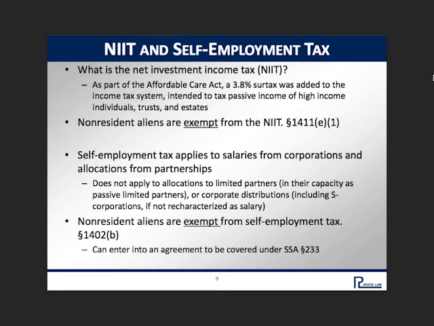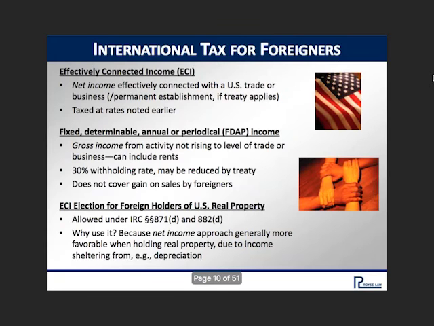Now, the basic structure for international tax for foreigners, as it relates particularly to real estate, since that's the subject of today. Number one, we have the concept of what's called effectively connected income. That is, income connected with a U.S. trade or business, or if you have a permanent establishment under a treaty, and the tax is at rates, as noted earlier, up to 39.6%.